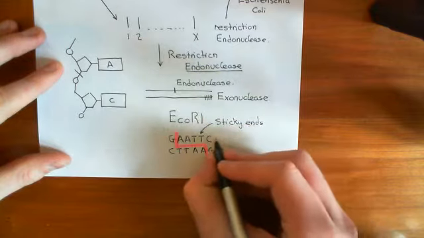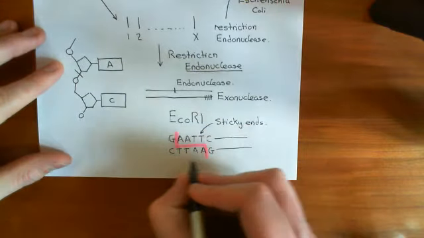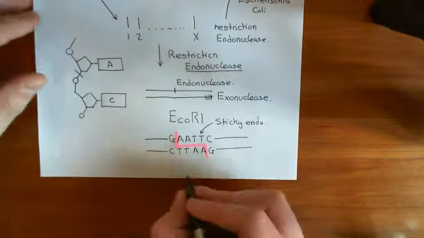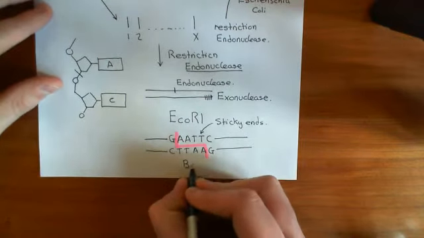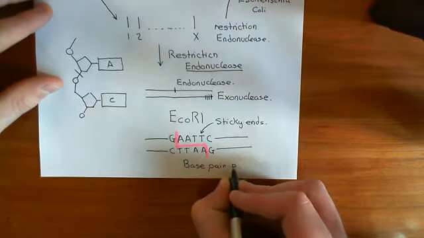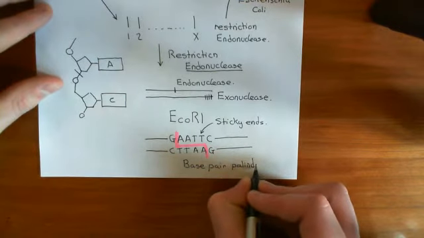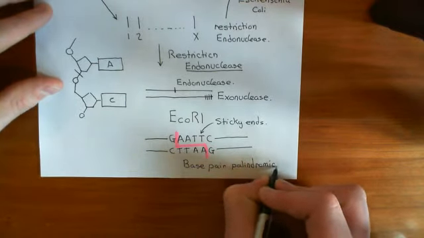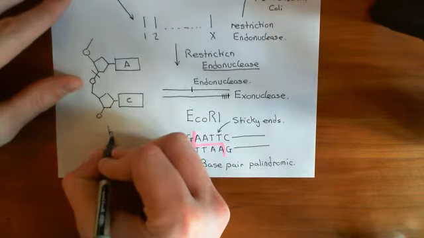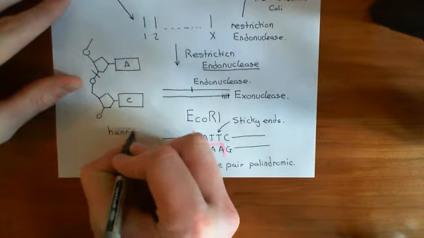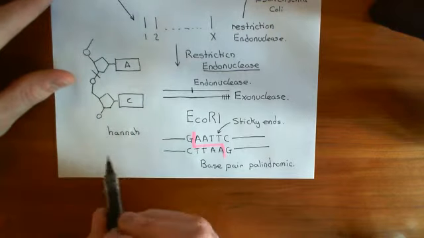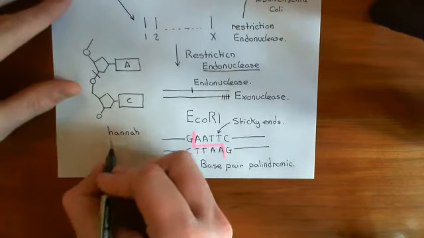Now, there's something very interesting about the recognition sites of restriction endonucleases, which is that they are what is known as base pair palindromic. Now, what does that mean? Well, if we first discuss what a palindrome is, a palindrome is something like Hannah, where if you read it backwards, H-A-N-N-A-H, it reads the same as it reads forwards. So that's what a palindrome is.